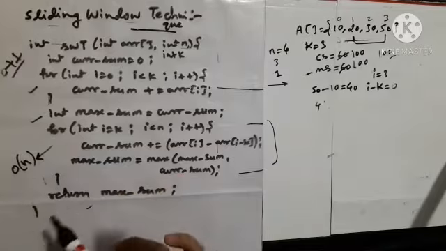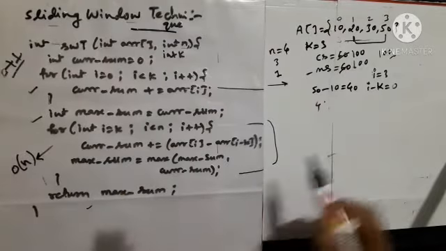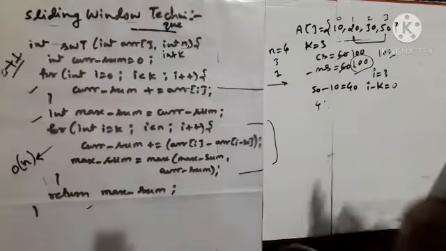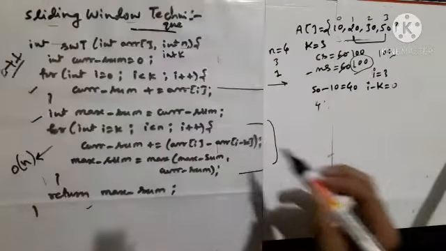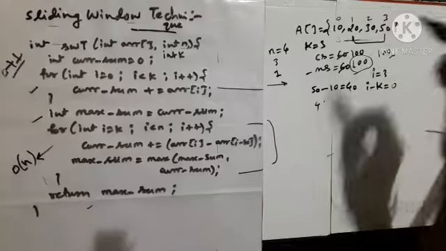We exited from the loop, and after that we return this max sum. That means we'll return this 100. So in this way we can say that the sliding window technique works perfectly fine.